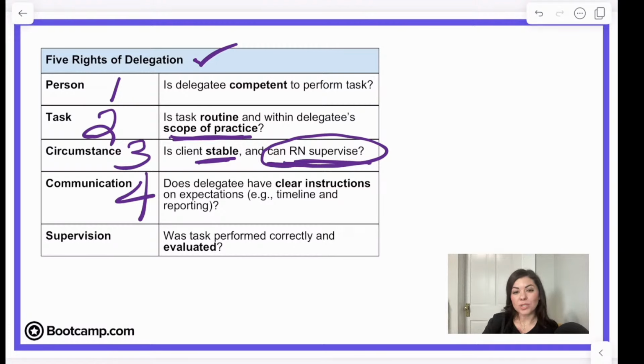And it's always important too to have a timeline so that we can ensure that that client gets the care they need in a timely manner. So telling them, can you please make sure we do this in the next 30 minutes or the next hour? And then the fifth right is supervision. And we always, as the registered nurse, have a responsibility after we delegate to go back and make sure the task was performed correctly and that we evaluate the situation to make sure everything is good with that client.